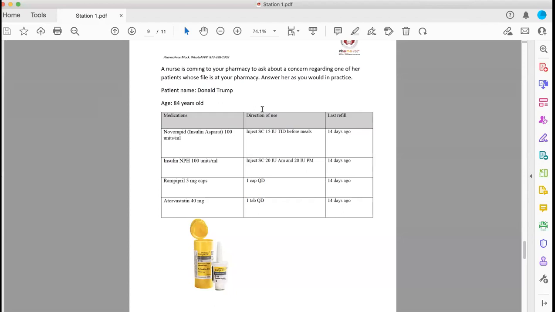Okay, nice to meet you, Nurse Jennifer. Please have a seat. I will try my best to help you. Yes, I see the profile of this patient, Donald Trump. He uses NovoRapid, insulin aspart, and insulin NPH, ramipril, and atorvastatin 40 milligram. He uses all this medication as directed. I think it's not a problem.